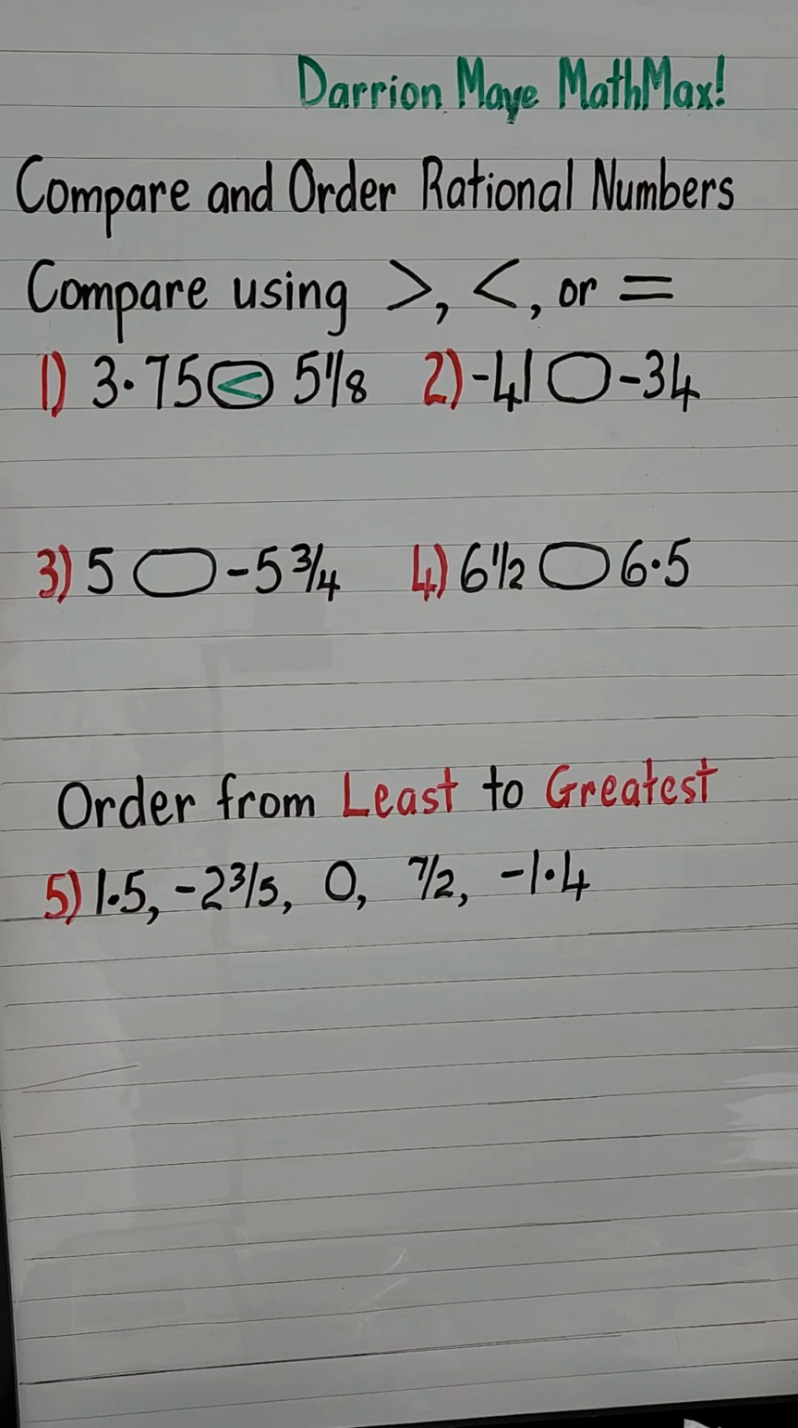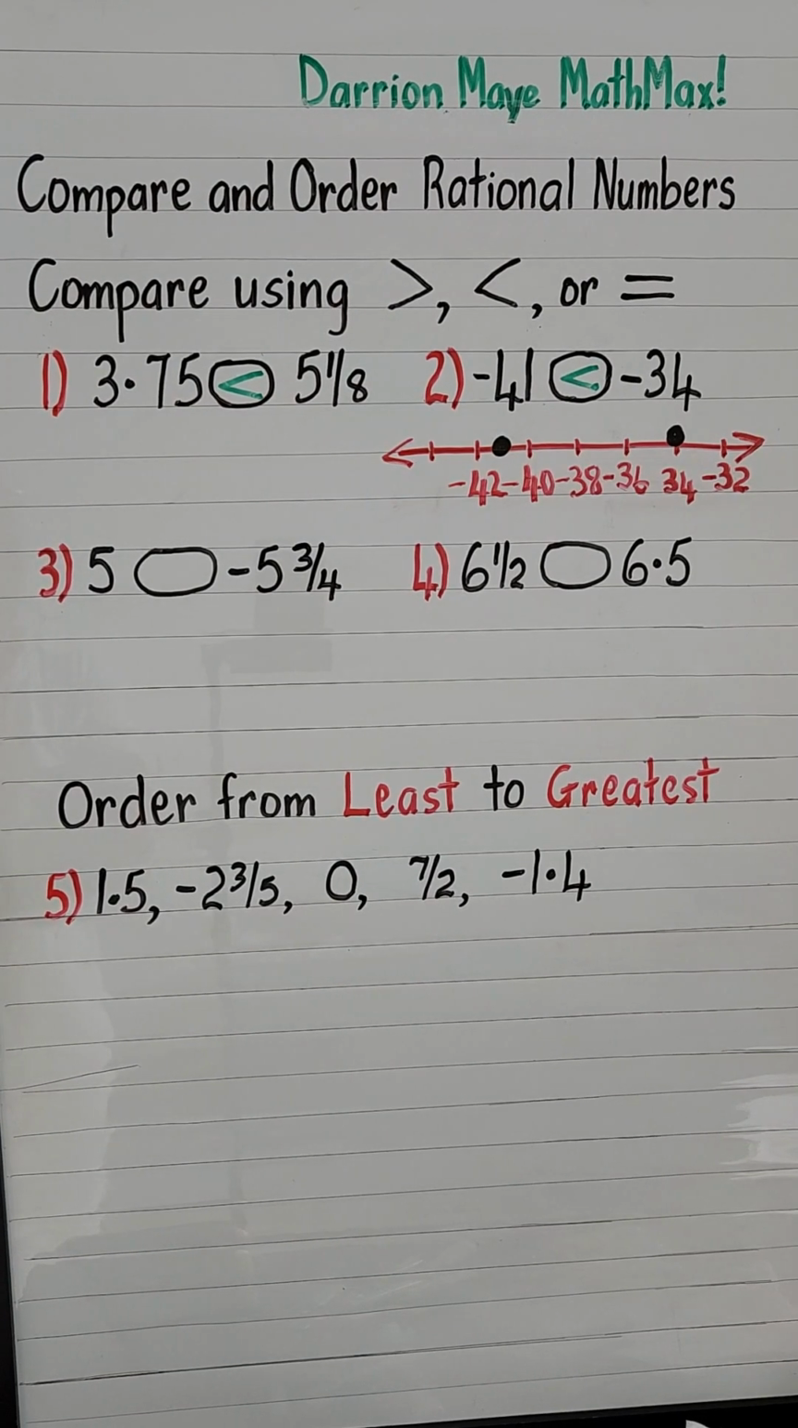Or we can show it on a number line. So here's our number line. And if you notice, the numbers further to the left have the least value.